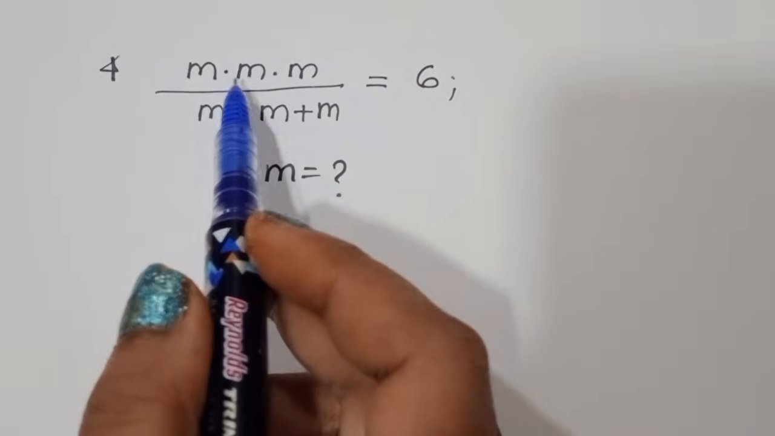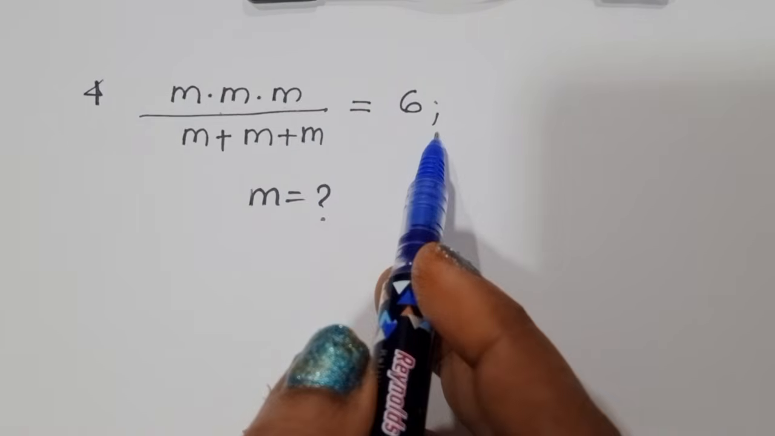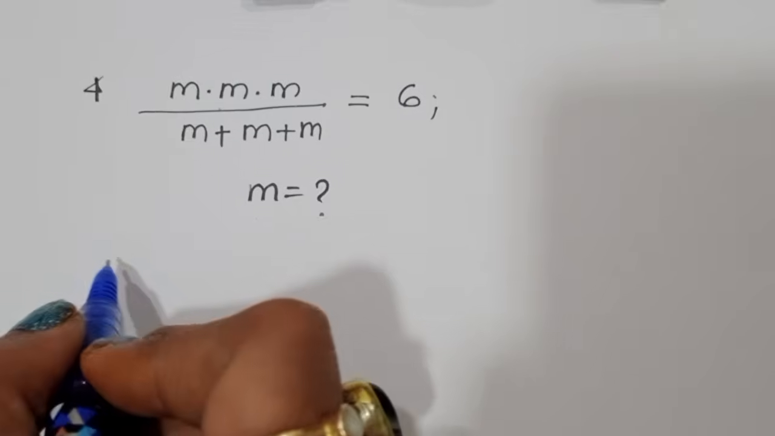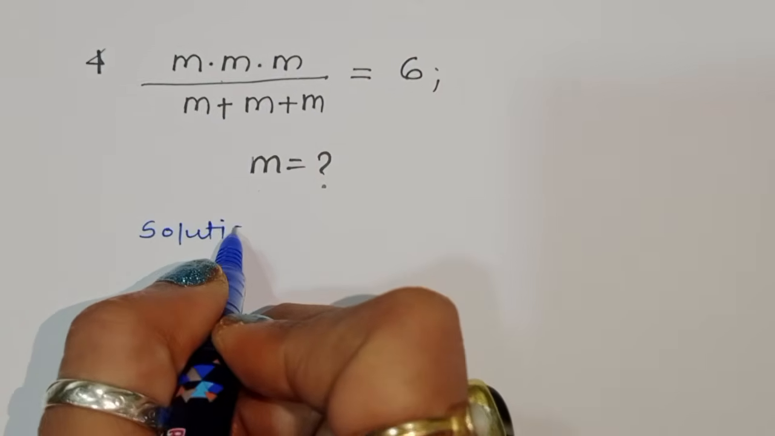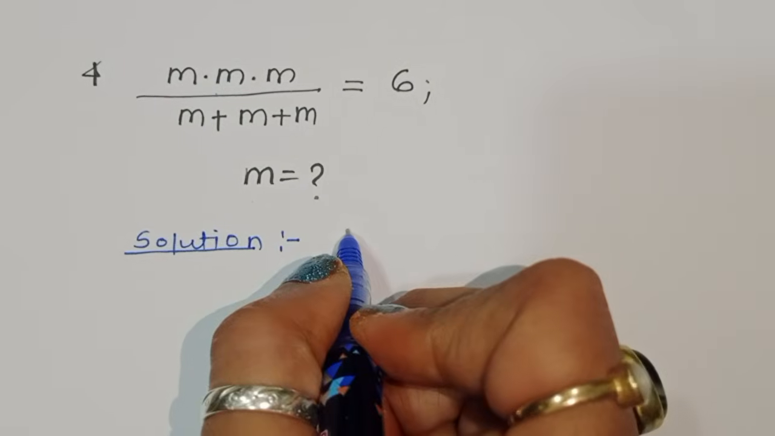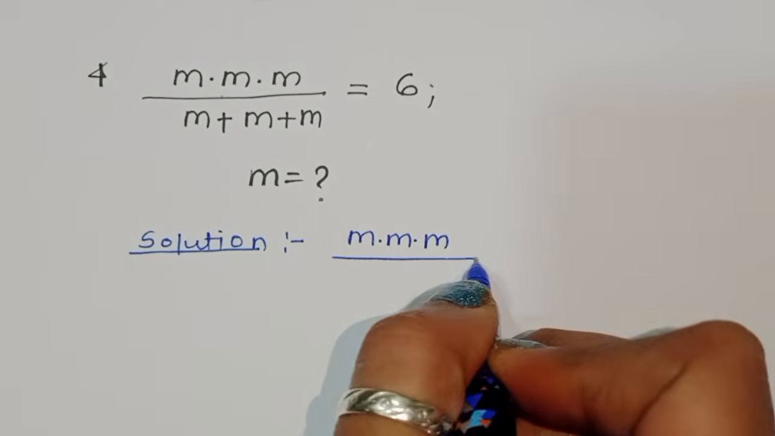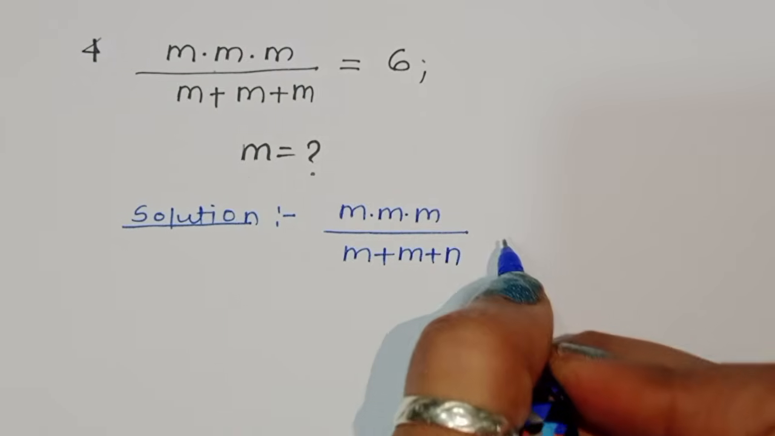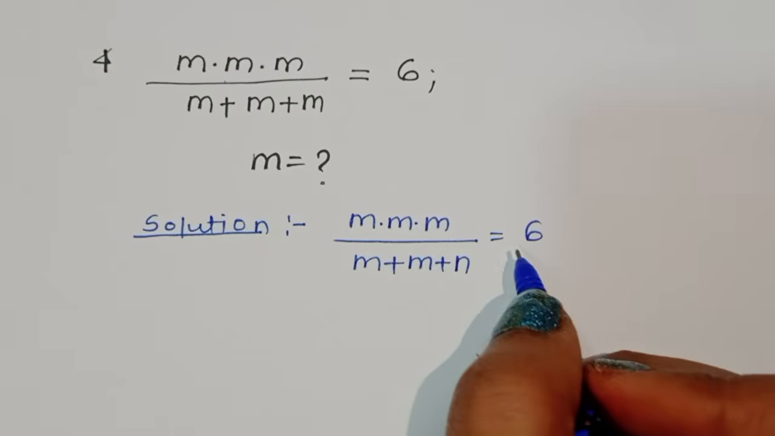Question: given m times m times m divided by m plus m is equal to 6, we have to find the value of m. How can we find the value of m in this question? Let's see the solution. m times m divided by m plus m is equal to 6. This is the question, right? So we can do one thing here.